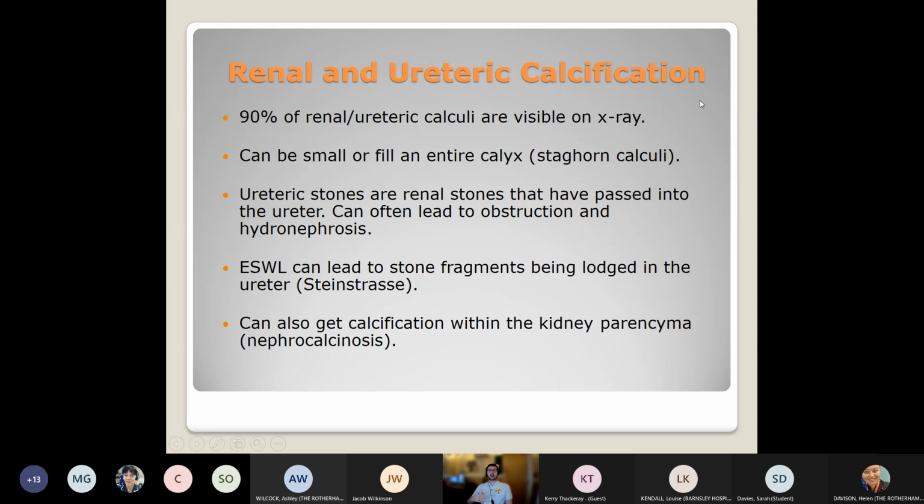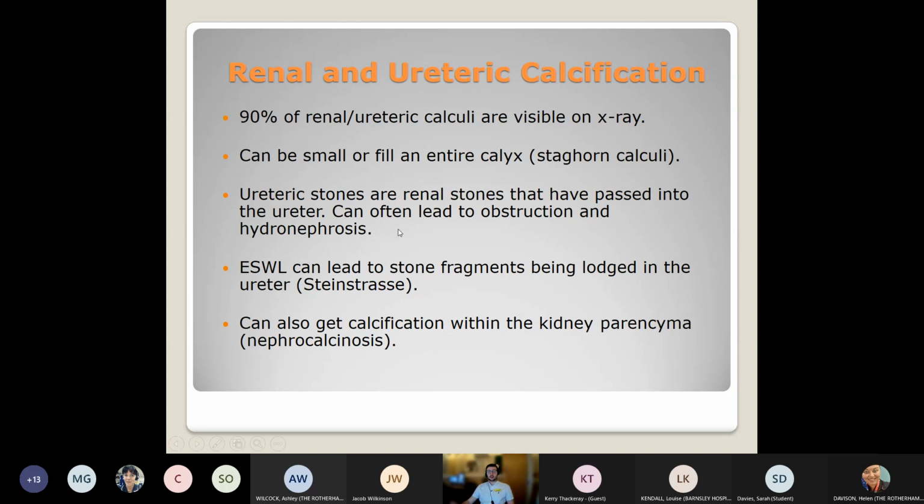They can take up entire calyces, and it can create something called a staghorn calculus. That's where all the calyces of that particular kidney have been filled, and it's supposed to look like a stag's antlers, where the stone is actually mimicking the shape of the calyces.